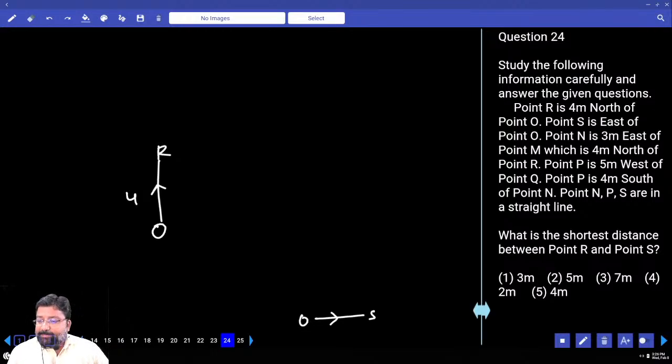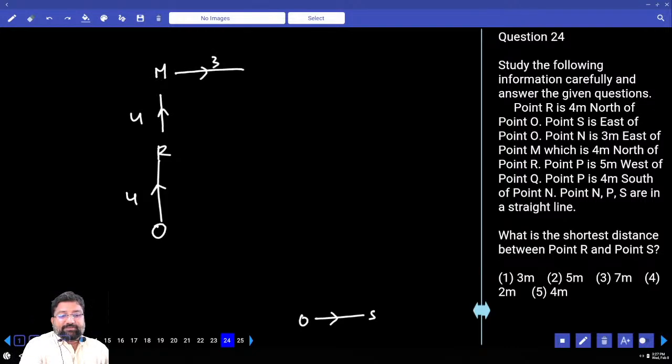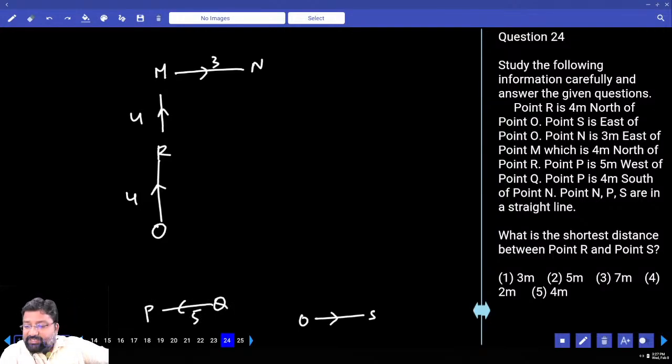But what's the next point? N is 3 meters to the east of M. M which is 4 meters to the north of R, and before that N is 3 meters to the east of M. Point P is 5 meters to the west of Q. We don't know where Q is. Next, let's see.